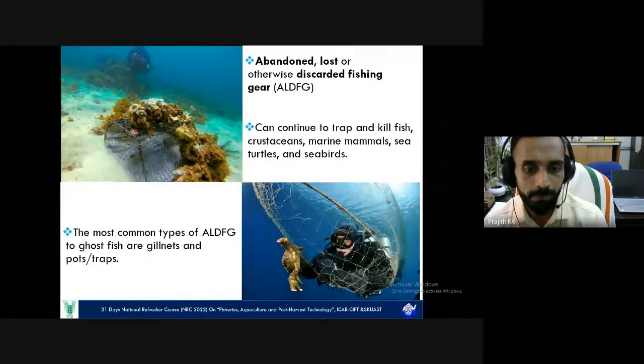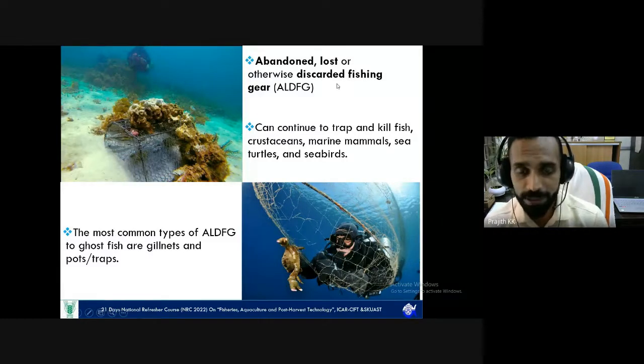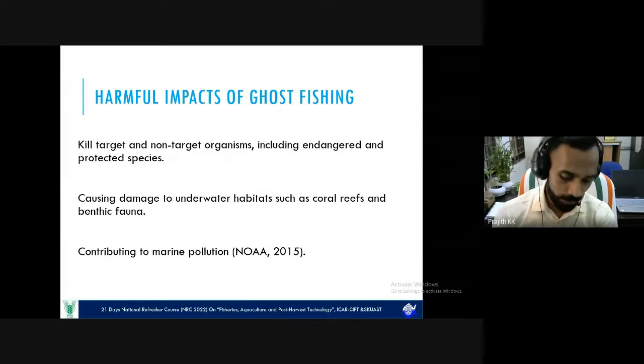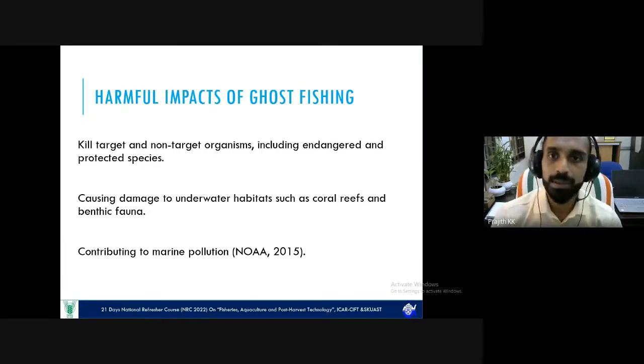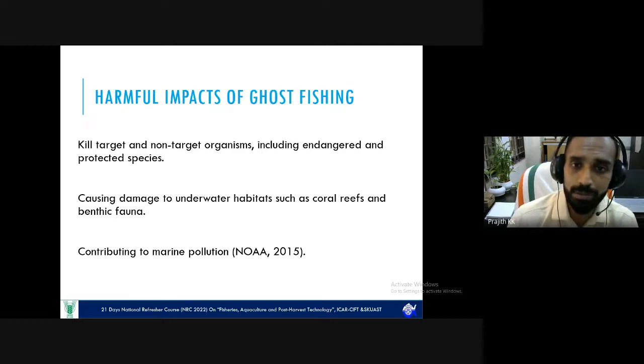They can continuously kill protected species like marine mammals, sea turtles, and seabirds, etc. And the traps and gillnets are the structures which contribute more to ALDFG. Then the harmful impact of ghost fishing, as I told, is that it kills targeted and non-targeted organisms, including endangered and protected species. And it causes damage to underwater habitats like coral reefs and benthic fauna, and also contributes to marine pollution.